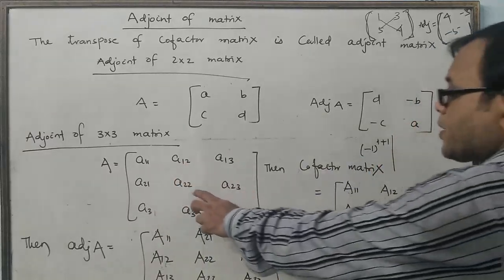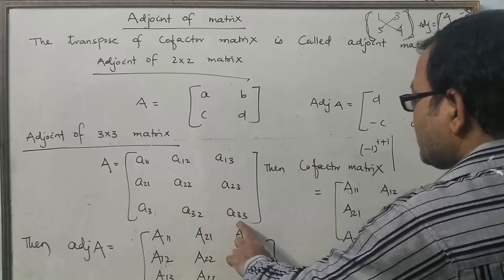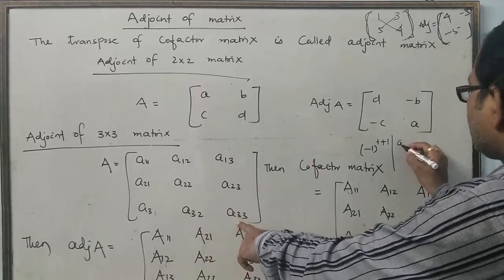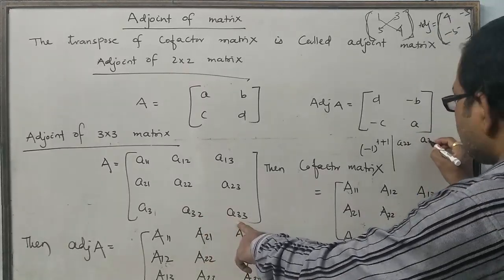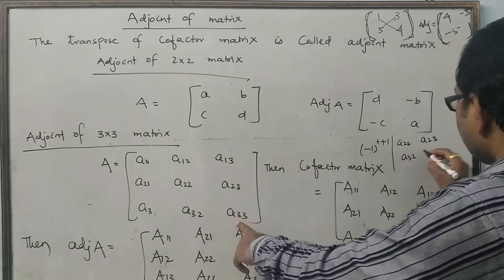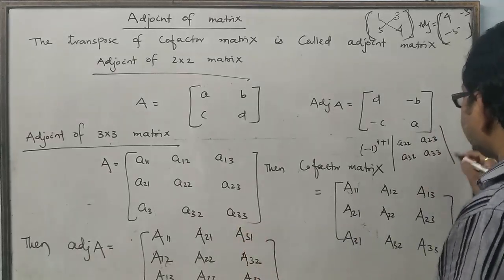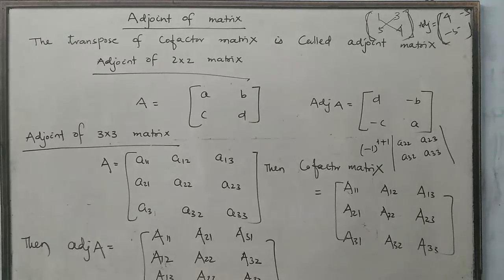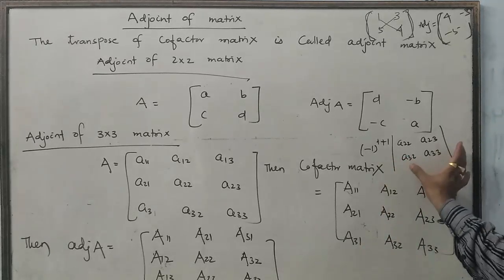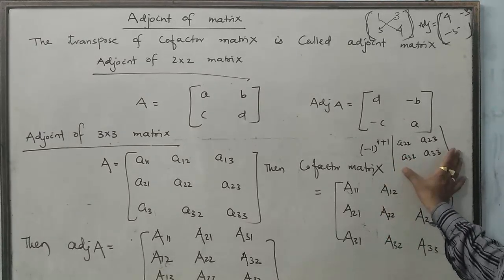So what is the answer? A22, A23, A32, A33. It's a long process. Minus 1 to the power 1 plus 1 and the value will be obtained like this.